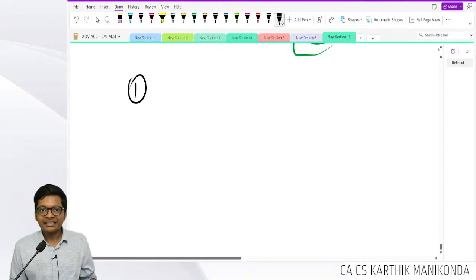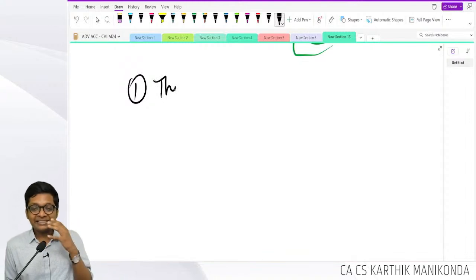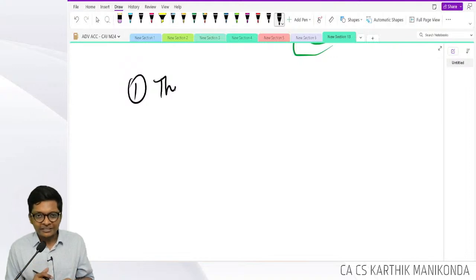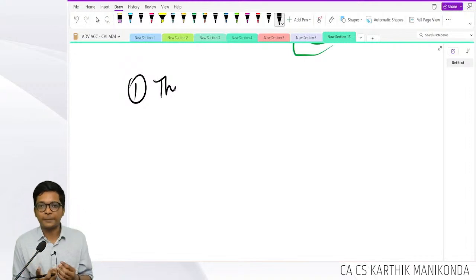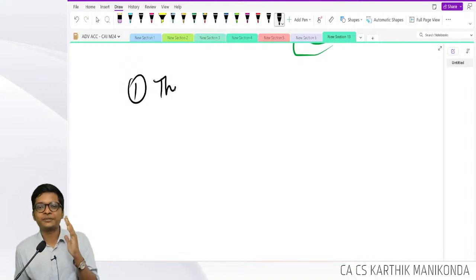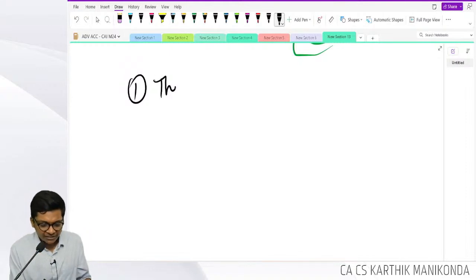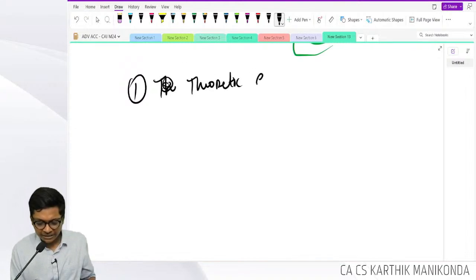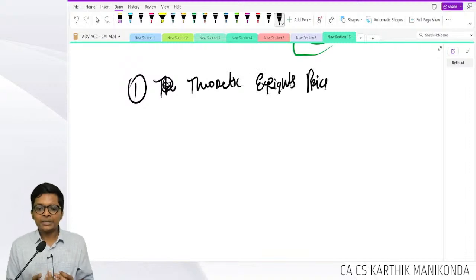Step 1, they ask you to compute. This formula and steps have an amazing logic for each step, which takes 30 to 40 minutes for me to explain. We are in a marathon now where exam is important, not the logic of steps. Logic makes it easy, but given the time, focusing only on steps for exam. First step is to find something called theoretical ex rights price. That means what is the price of share after issue.